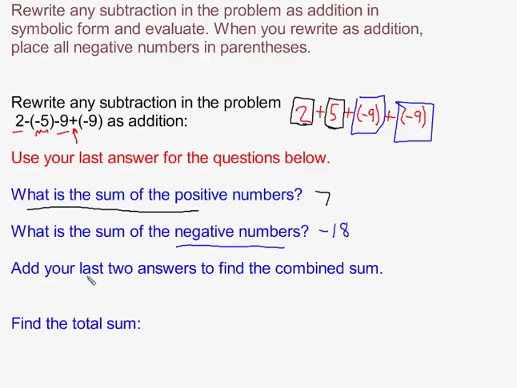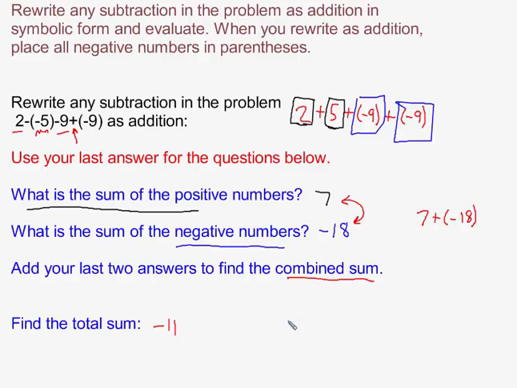Now it says to add your last two answers to find the combined sum. So by adding these two answers, it's the equivalent of adding all four terms of the original problem. We're just doing it in steps where we add the positives first, then the negatives, and then take those two results and find that combined sum. So we're taking 7 and we're adding it to -18. And if you were to do that, you would get -11, so that would be the total sum.